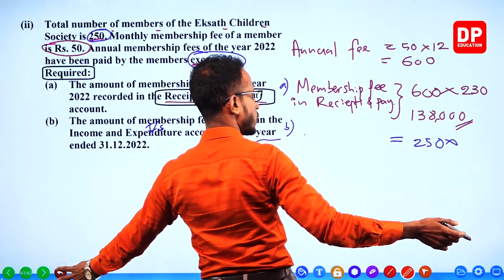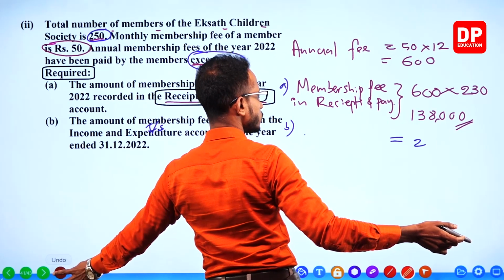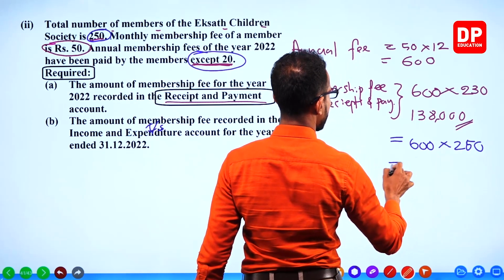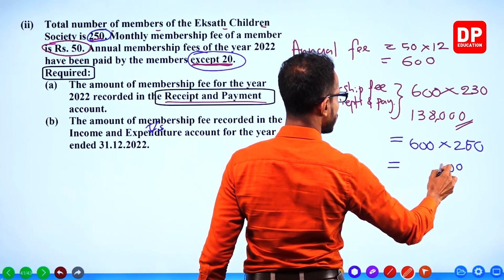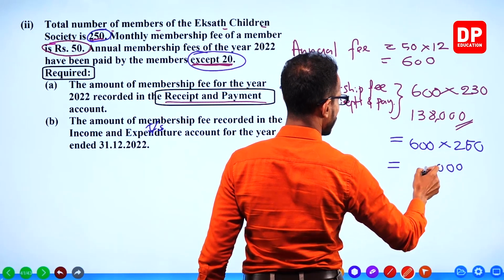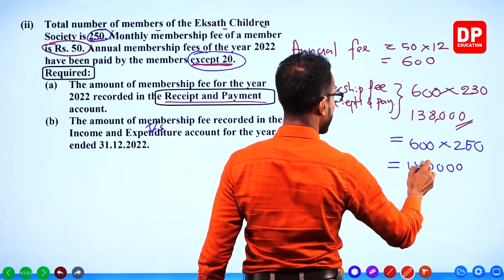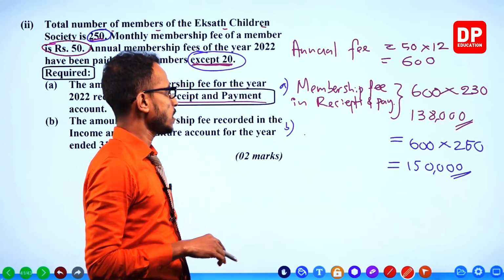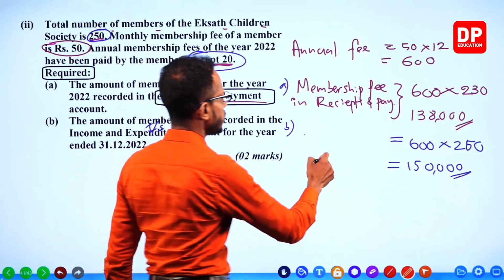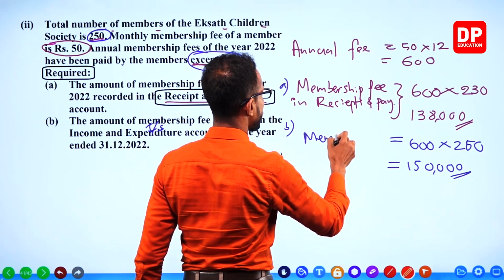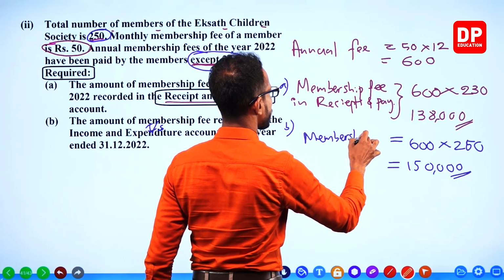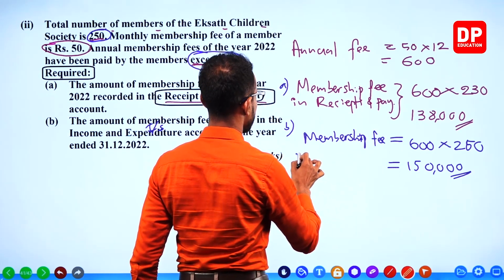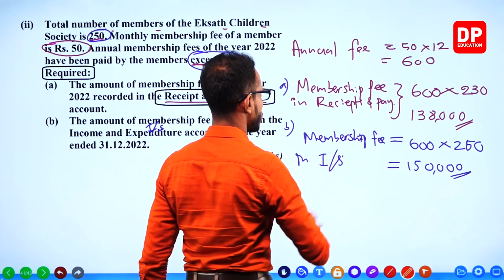We'll write it this way: 600 times 250. And the answer is 150,000. That is the answer to the B part. In the income statement, membership fee.